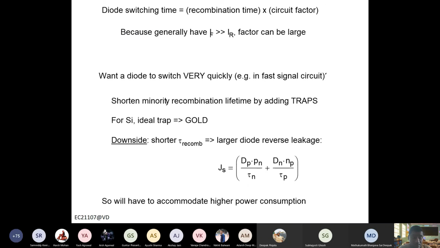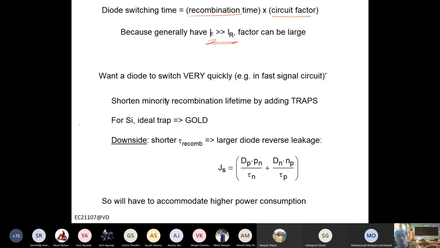So let's conclude this one. The diode switching time is basically the recombination time multiplied by the circuit factor. Now you can extract the carriers faster by increasing IR. But in a typical circuit, you see the forward current is much larger than the reverse current.